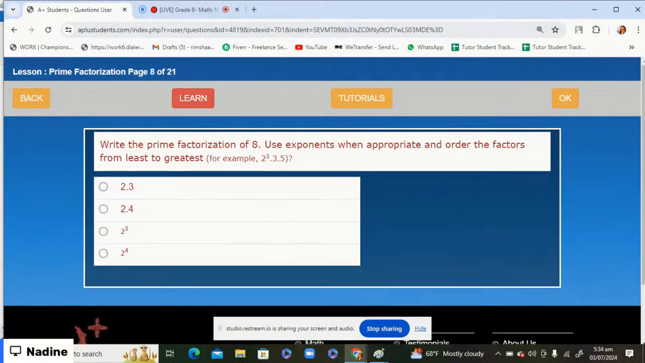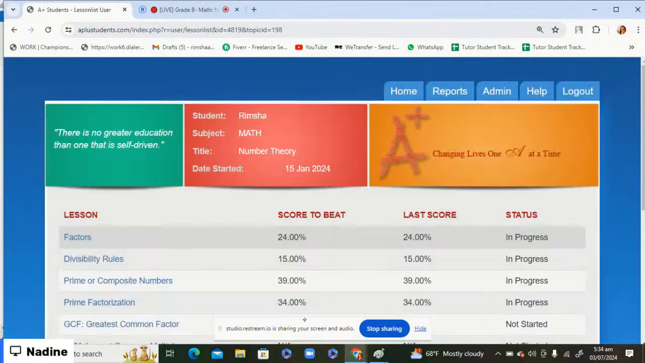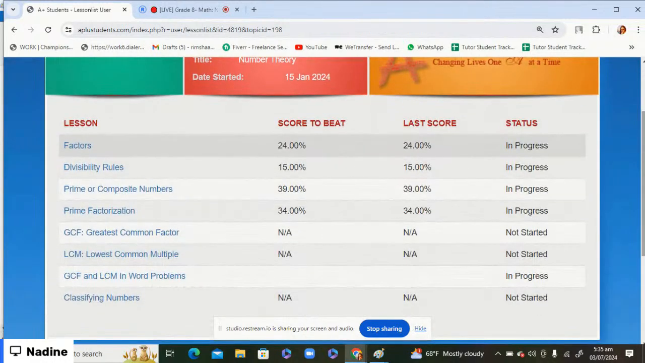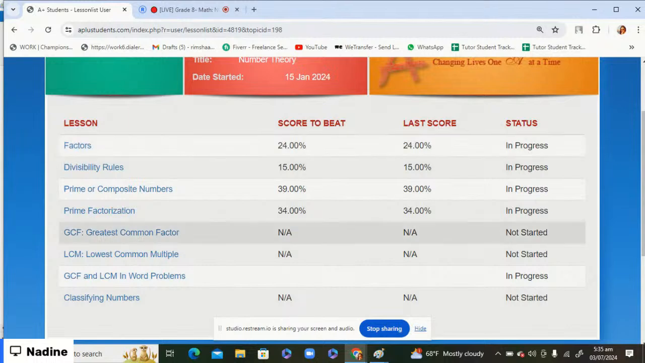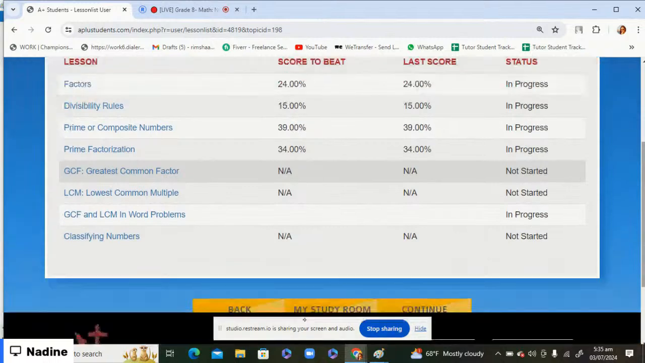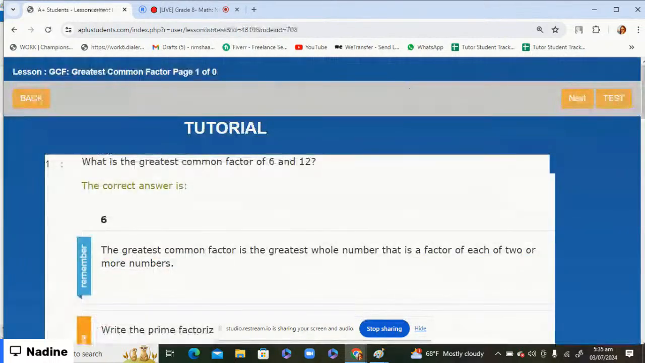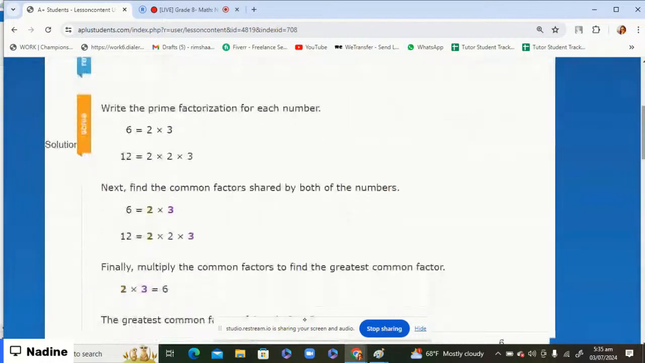All right. Hope you guys understand this one. And now let's discuss the next lesson. Solve the rest of the questions by yourself, okay? The next one is greatest common factor. So what is the greatest common factor? Here is 6 and here is 12. We find the factors of both, and then we check which one is common in both of them, and then we go with that option, okay?